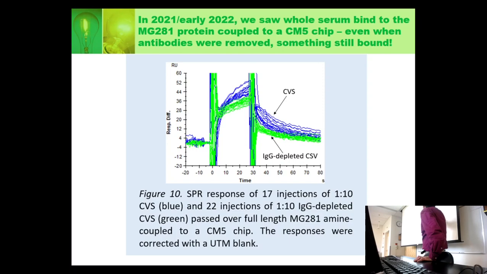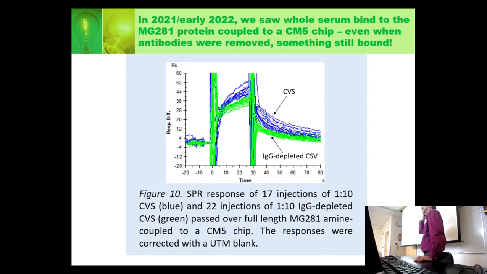Then we depleted the antibodies out from it. We still saw binding, but we saw less binding. And it was very repeatable. Even though it was a small effect, it was repeatable. And so we actually said, we think, number one, that there's antibodies in the serum that bind. We can take them out. Number two, there's still something in the serum that's binding. That's not IgG antibodies. We found out actually what that was.